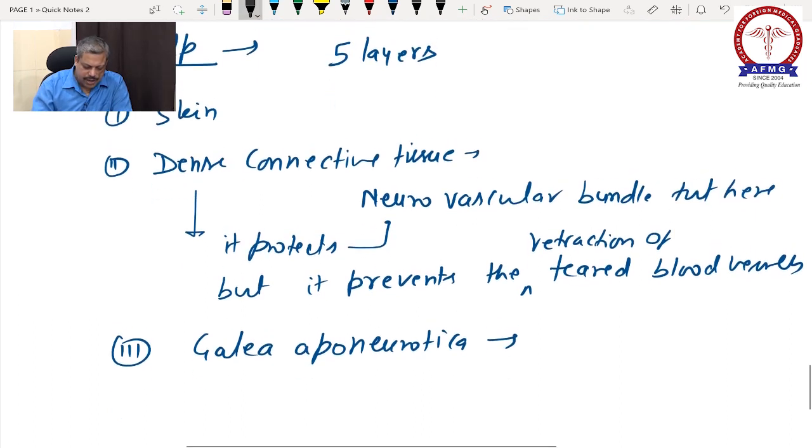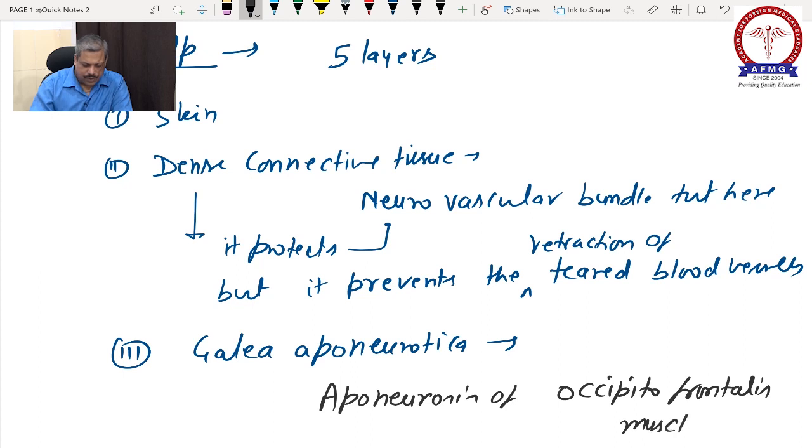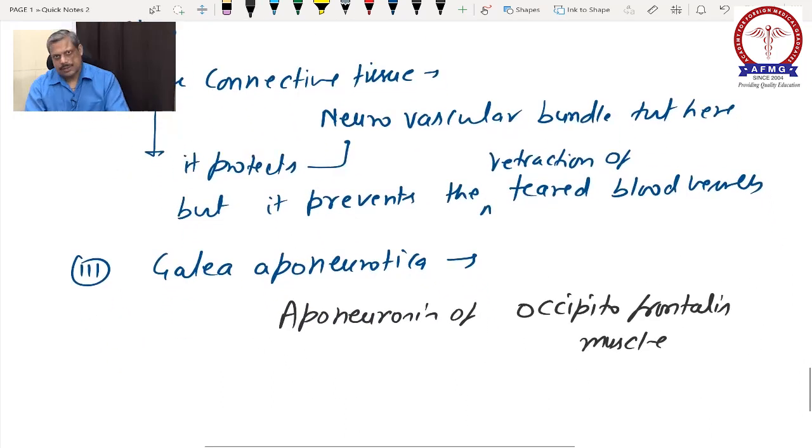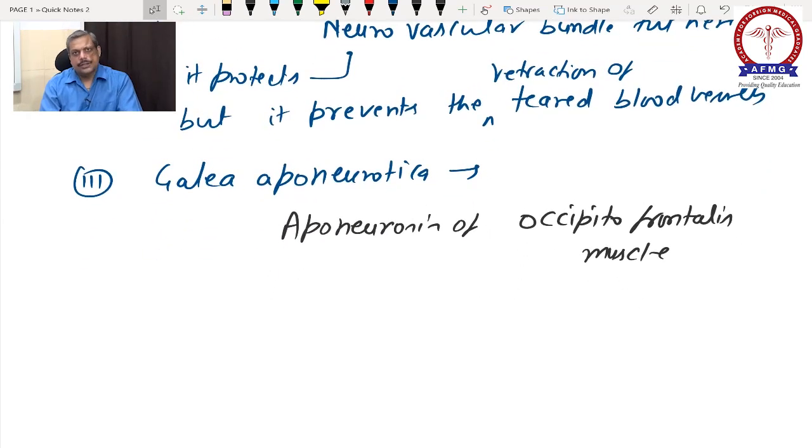This is the aponeurosis of the occipitofrontalis muscle. So which muscle is present in the scalp? It is the occipitofrontalis muscle, and the aponeurosis of occipitofrontalis is known as the Galea aponeurotica. What is the aponeurosis? As in earlier classes I told you, it means the tendon sheath.